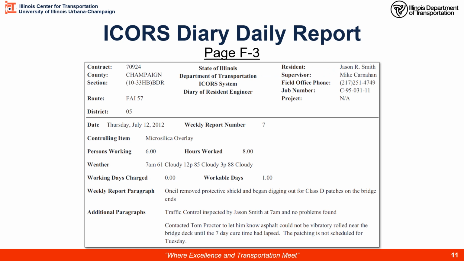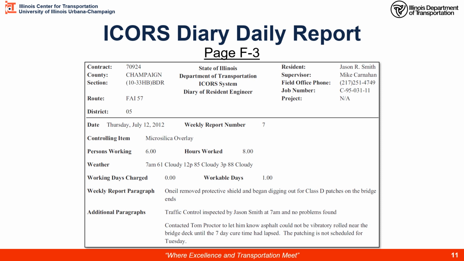This is an example of a printed I-Corps daily diary report. This represents one date worth of work, Thursday, July 12th of 2012. The controlling item, how many people were working, the number of hours they worked. Here's the weather. Did we charge a working day or did we track a workable day? Here we can see we didn't charge a working day, but we did track a workable day. So what type of contract would this be? I can't tell from this one, but I can tell you it is not a working day contract because we're tracking workable days.